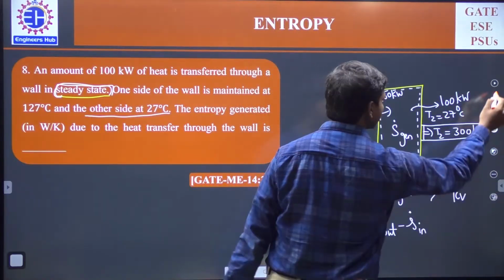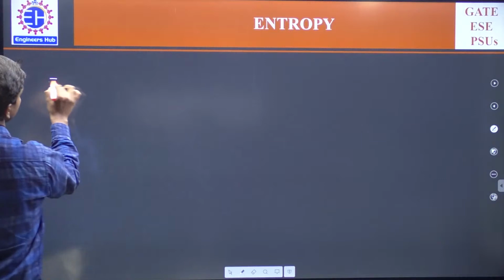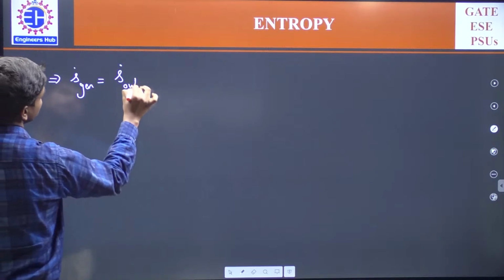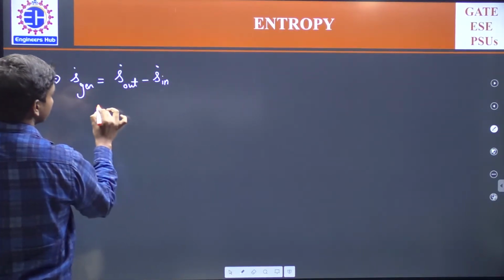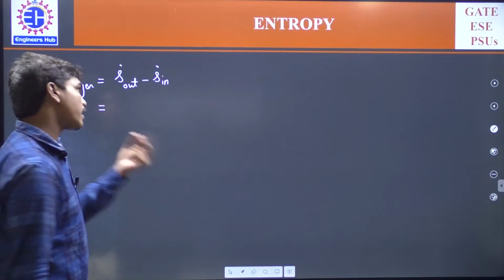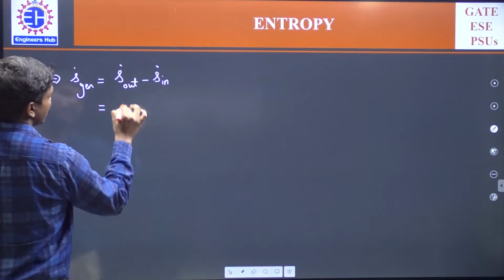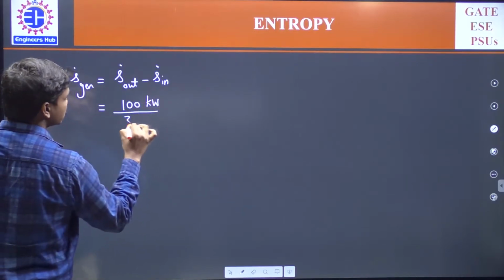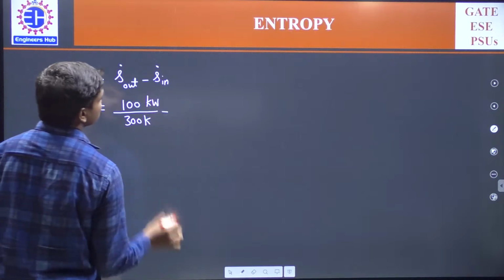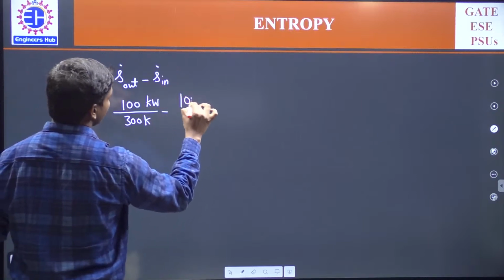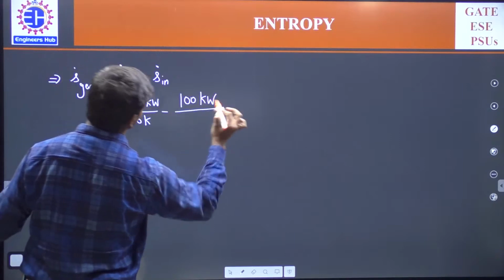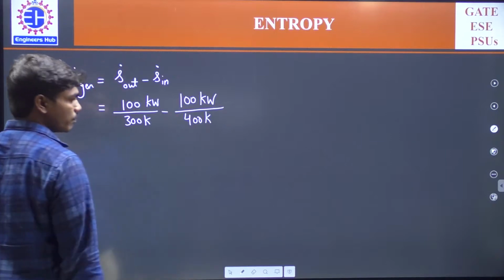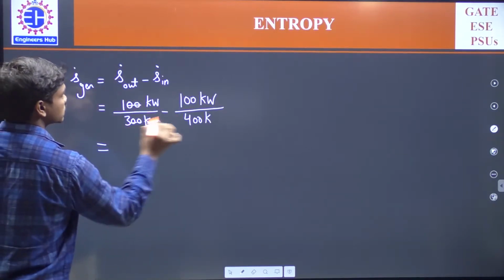So if you talk about the entropy that is going out and in, we have S dot generation is equal to S dot out minus S dot in. Since temperatures are constant, we can take out the temperatures. 100 kilowatts divided by the exit temperature of 300 Kelvin, minus S dot in. This is also 100 kilowatts, because the power entering the wall is also 100 kilowatts, and the entry temperature is 400 Kelvin. Okay, so now if you cancel the zeros as well.